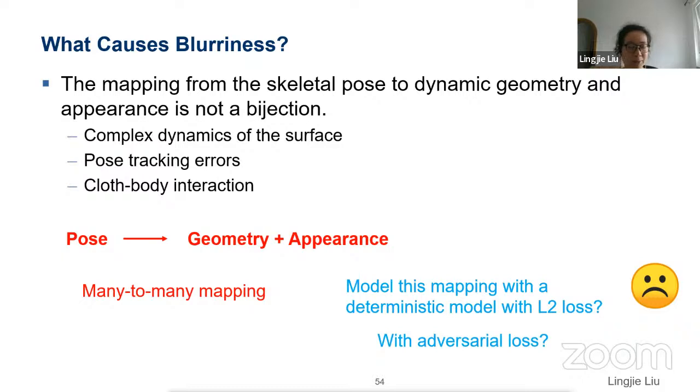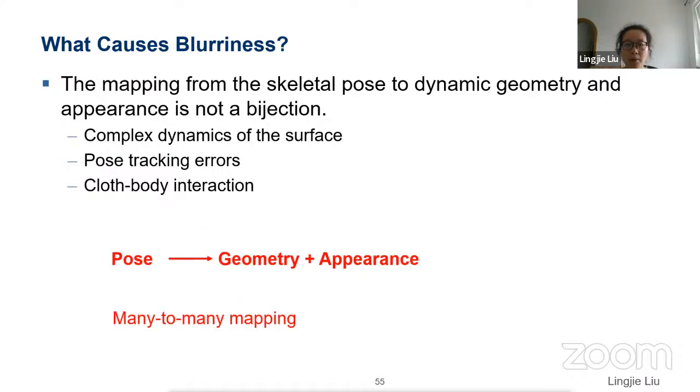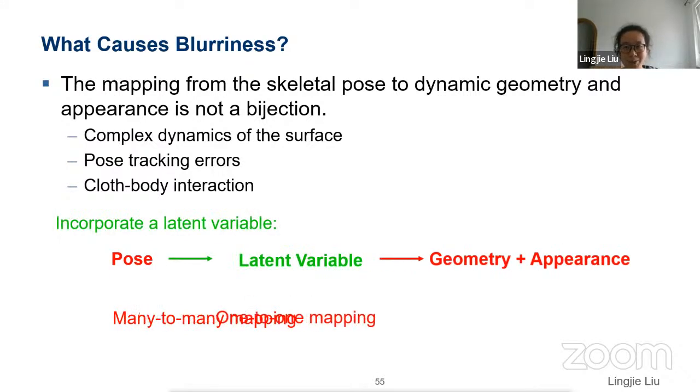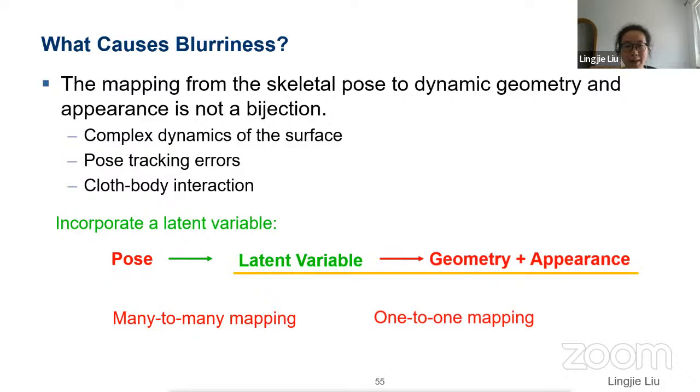However, since the rendering of this neural field is very slow, calculating the adversarial loss on the whole image is infeasible. To resolve this blurriness issue, we propose to incorporate a latent variable to break this mapping into two parts: one from pose to latent variable, and the other from latent variable to dynamic geometry and appearance. Only the former part is designed to handle uncertainty.